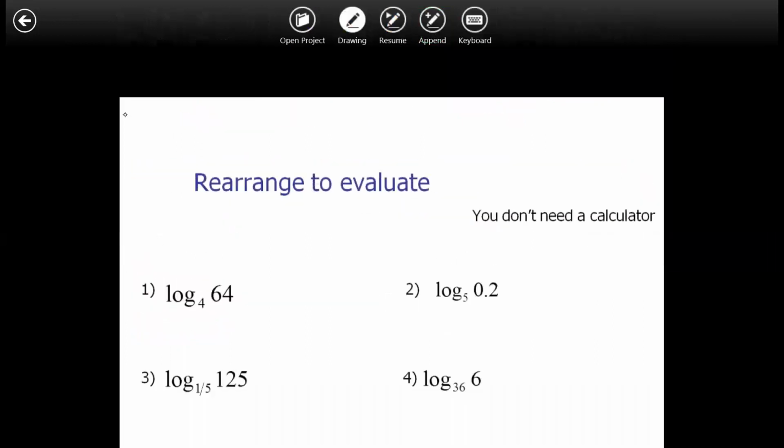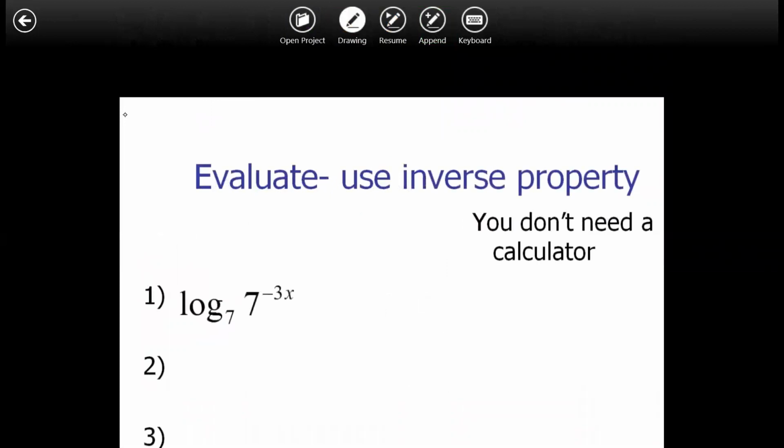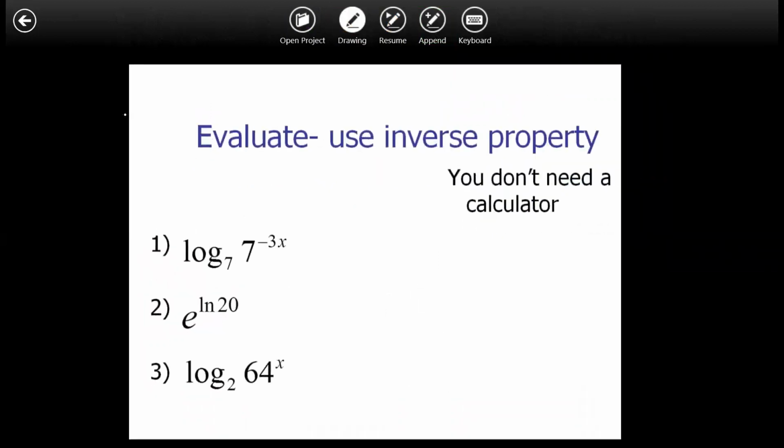The next one we're going to look at is the following. We're going to use these to evaluate the inverses. So copy down these 3.